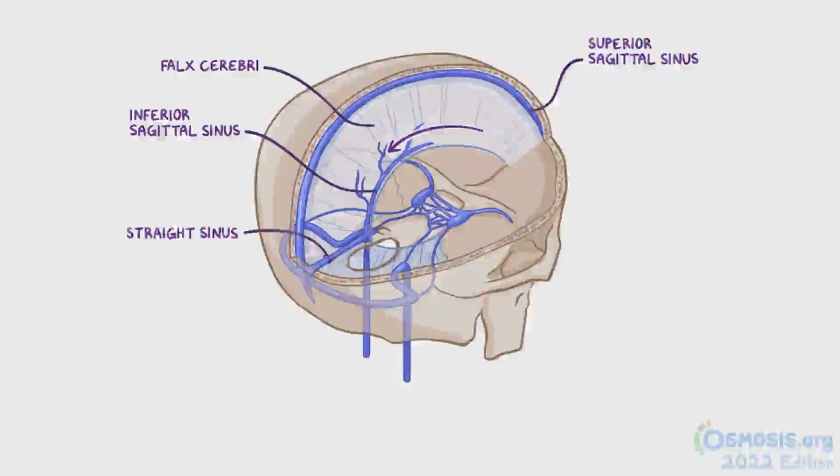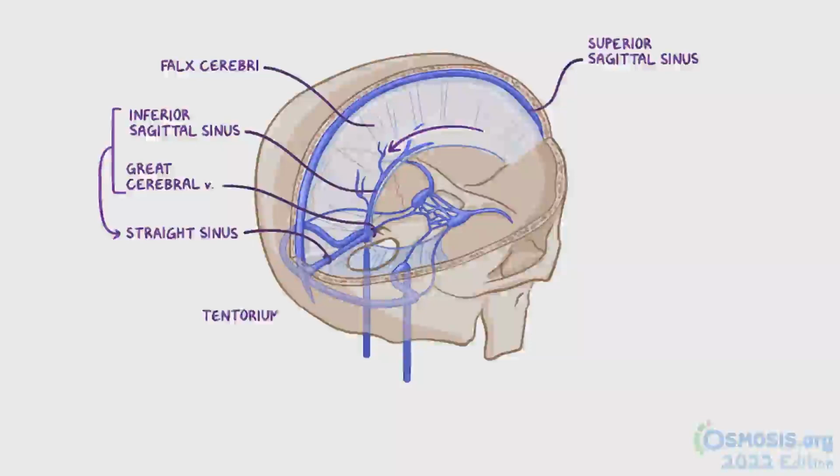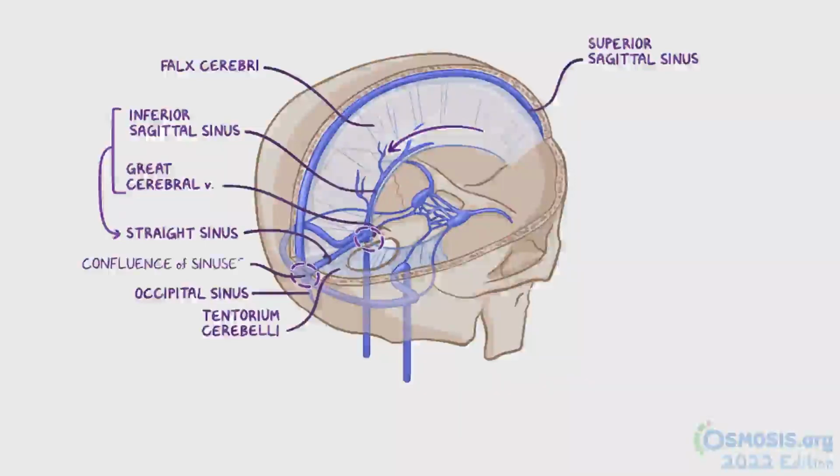The straight sinus is formed by the merger of the inferior sagittal sinus and the great cerebral vein. The straight sinus runs postero-inferiorly along the attachment between the falx cerebri and the tentorium cerebelli to eventually meet the superior sagittal and occipital sinuses at the confluence of sinuses.